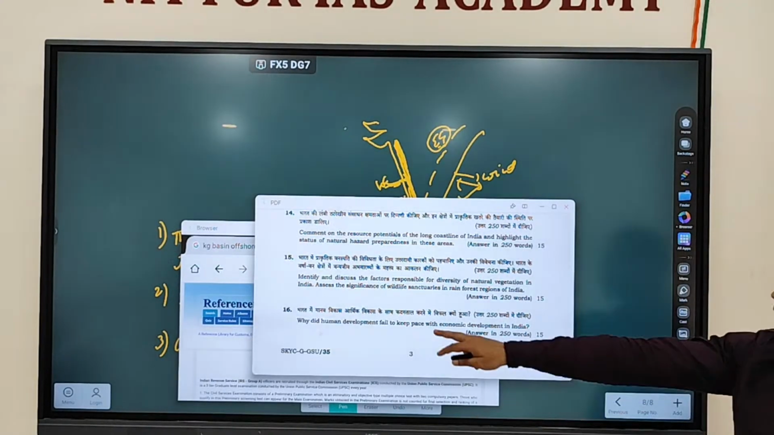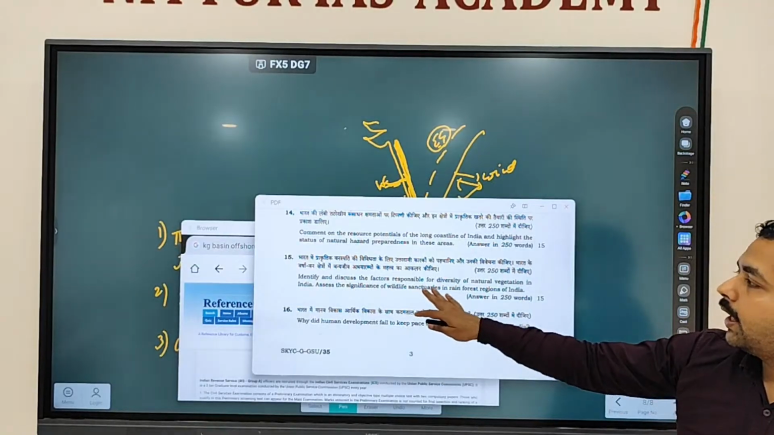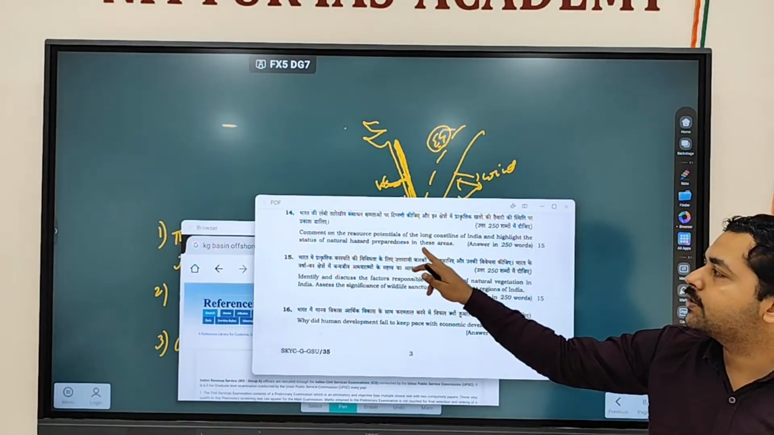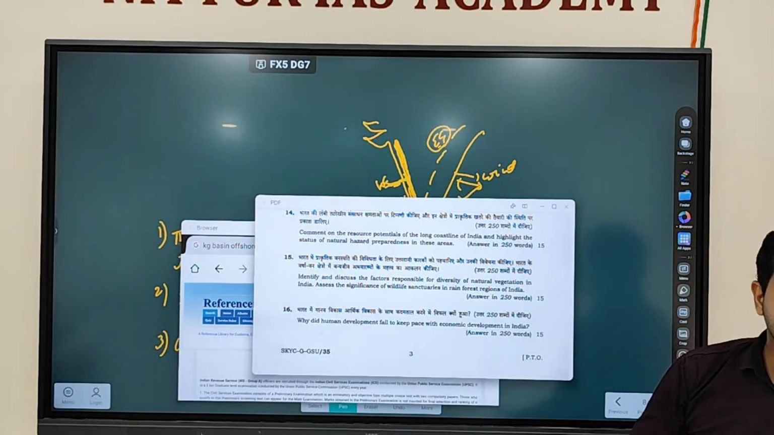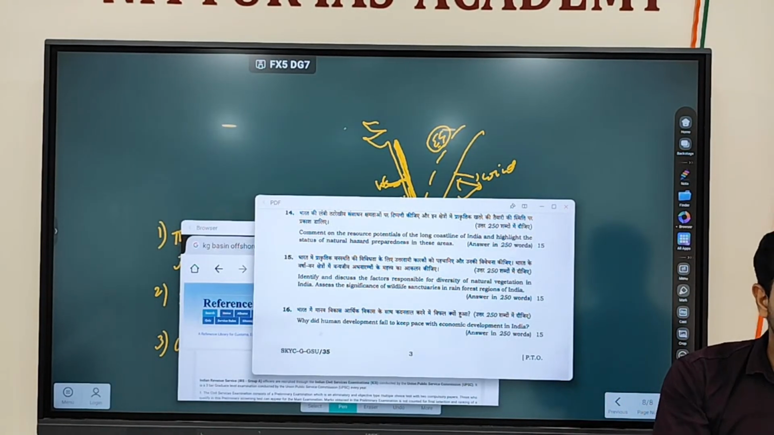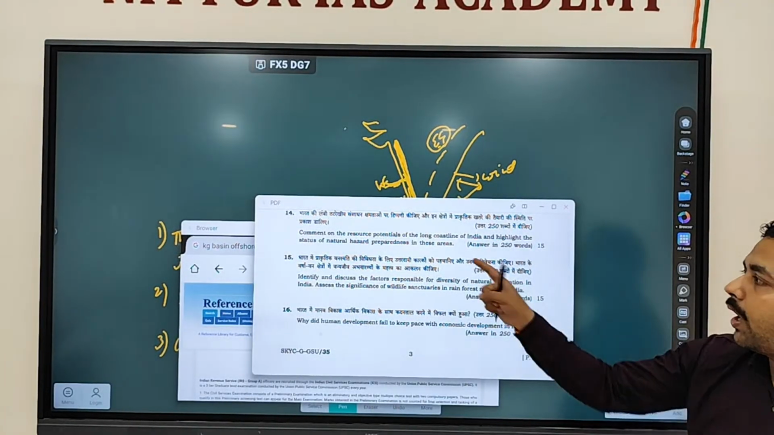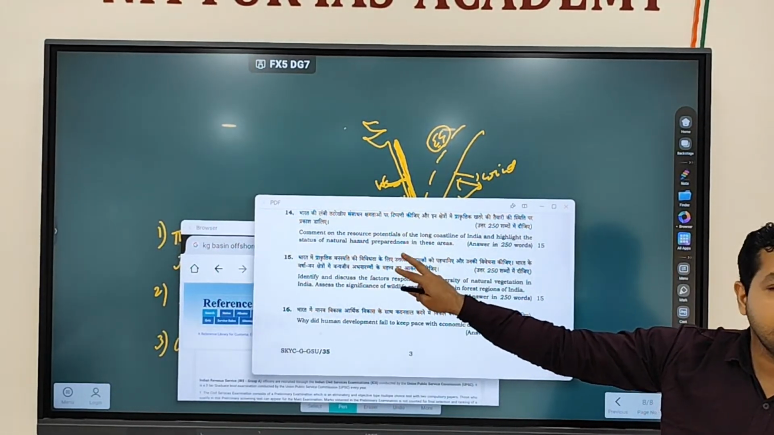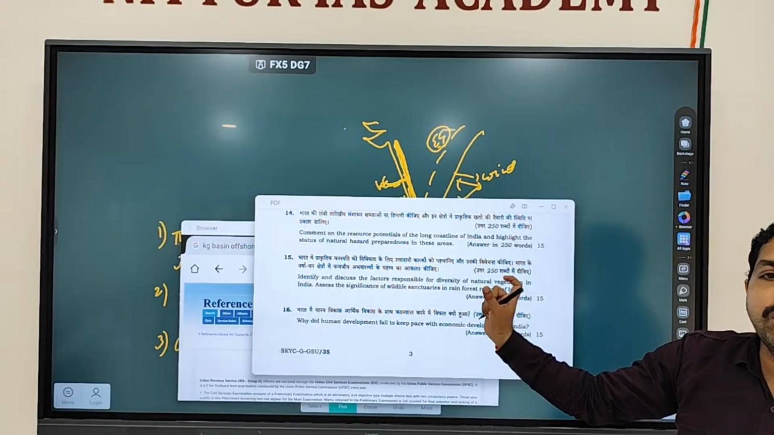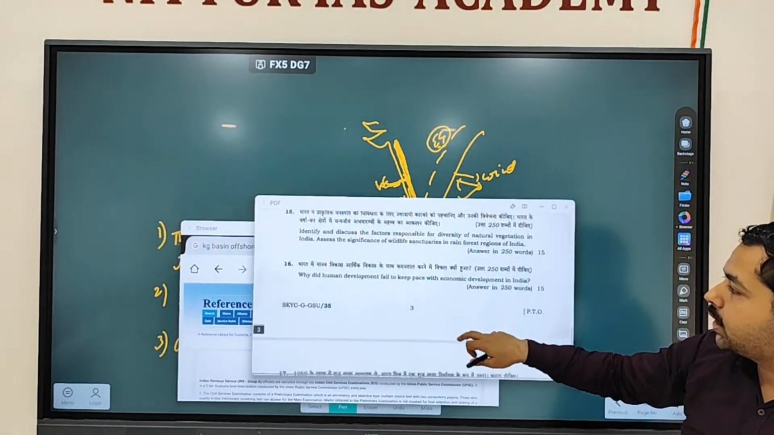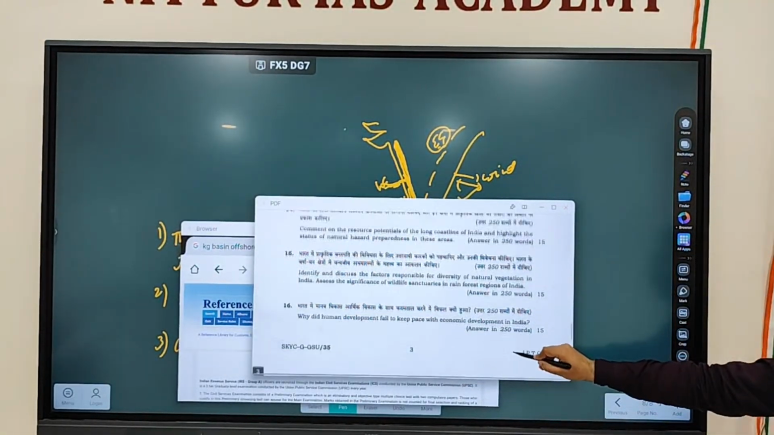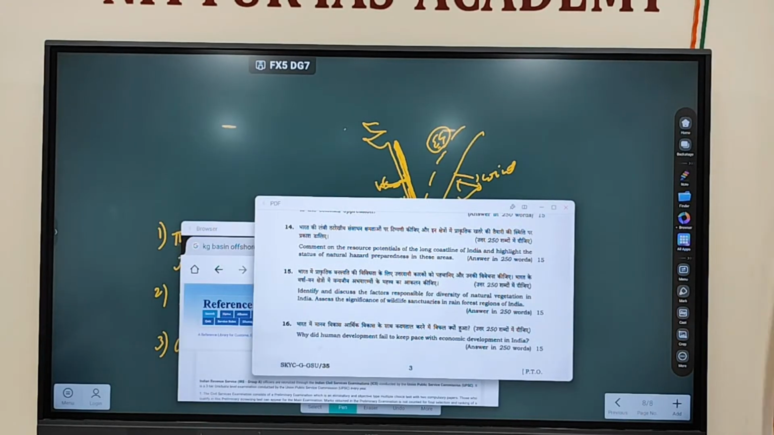So that is how the question has been asked in the examination: comment on the resource potential of the long coastline of India and highlight the status of natural hazard preparedness in these areas. We discussed cyclones. Because of its coastline, India faces a lot of tropical cyclones. So how India is preparing with regard to tropical cyclones, you have to write here. Clear? The first part we have discussed: comment on the resource potential of the long coastline of India. This question was asked in the 2023 paper.